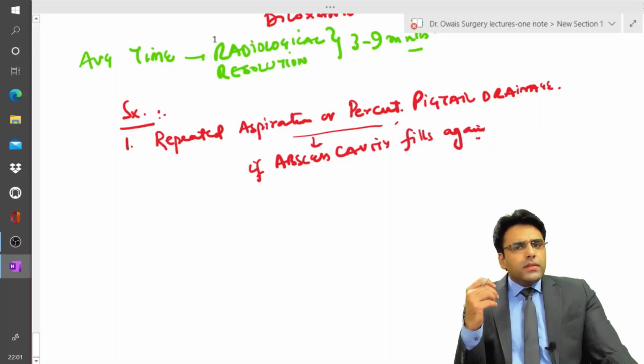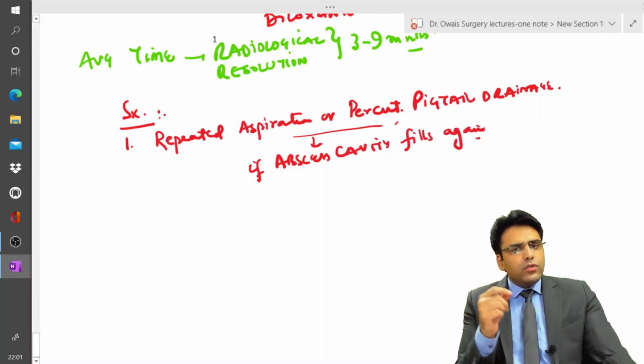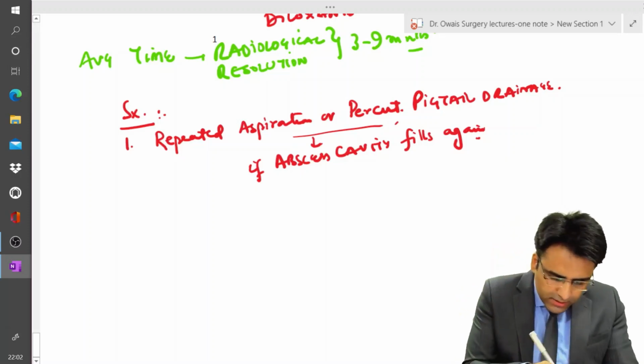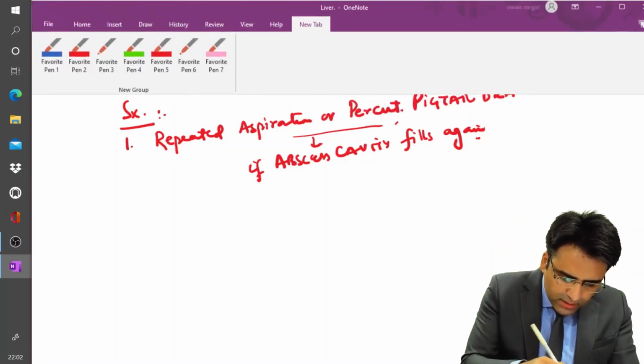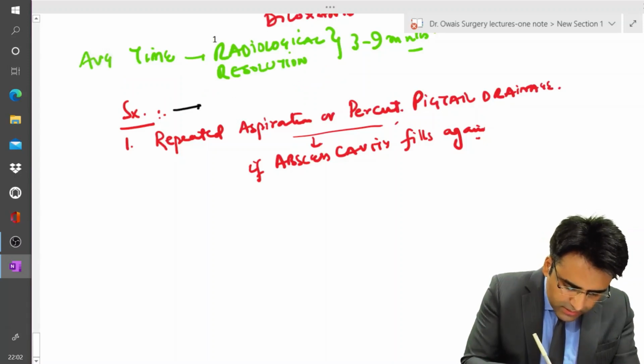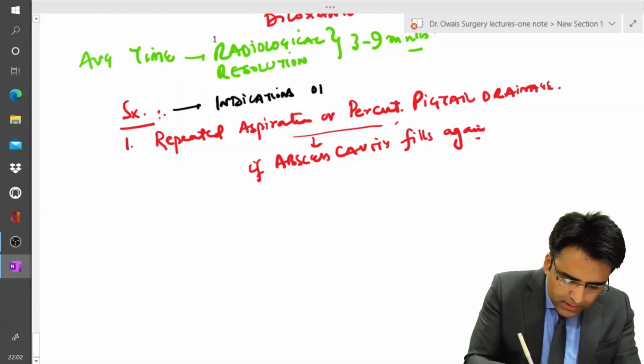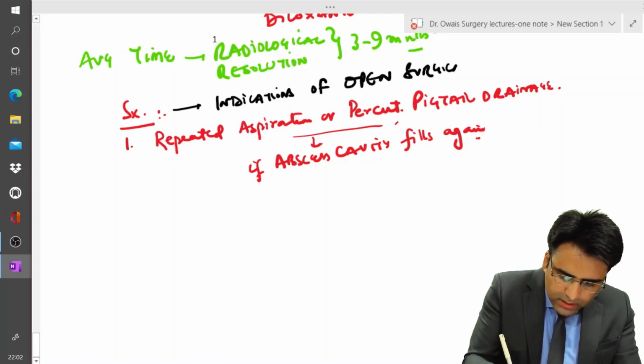So what happens in these abscesses? We can insert a pigtail or we can do a percutaneous drainage. But even after repeated percutaneous drainages or pigtail drainages, if there is again filling up of this cavity, then it means we have to go for open surgical procedures. So this is the first indication of open surgical drainage.